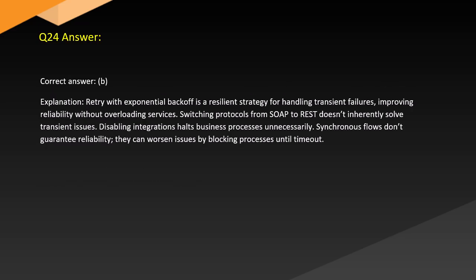Answer. Correct answer: B. Explanation. Retry with exponential backoff is a resilient strategy for handling transient failures, improving reliability without overloading services. Switching protocols from SOAP to REST doesn't inherently solve transient issues. Disabling integrations halts business processes unnecessarily. Synchronous flows don't guarantee reliability. They can worsen issues by blocking processes until timeout.